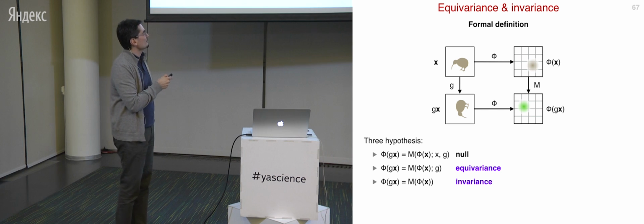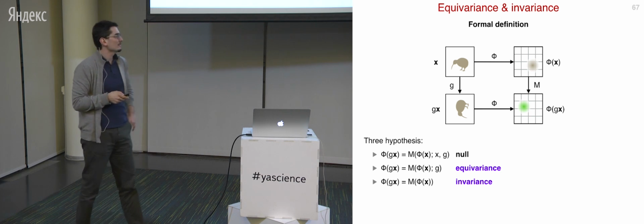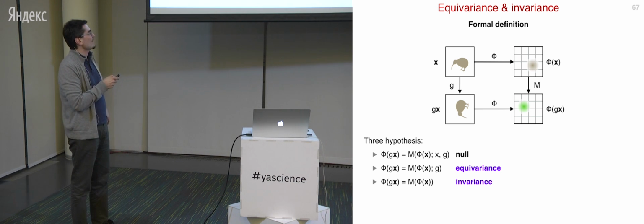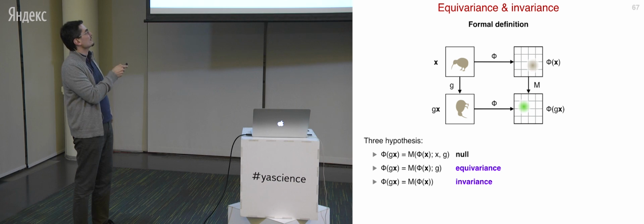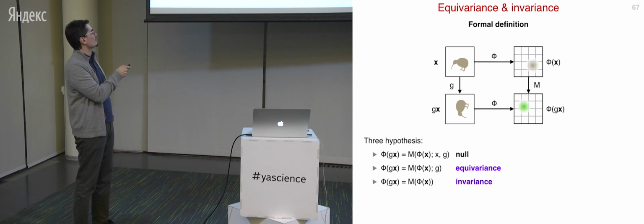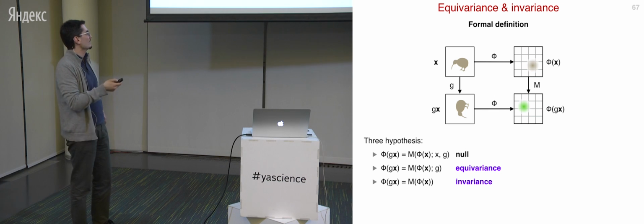Now, we'll ask ourselves whether there's a mapping which goes from here to there, which can sort of close this diagram, make it commutative. Now, there are three cases. Either this map here depends on both x and g, in which case you don't do anything because you're essentially computing g of x and then composing that with phi. So if evaluating M requires you to know about x and g, you're not doing anything.